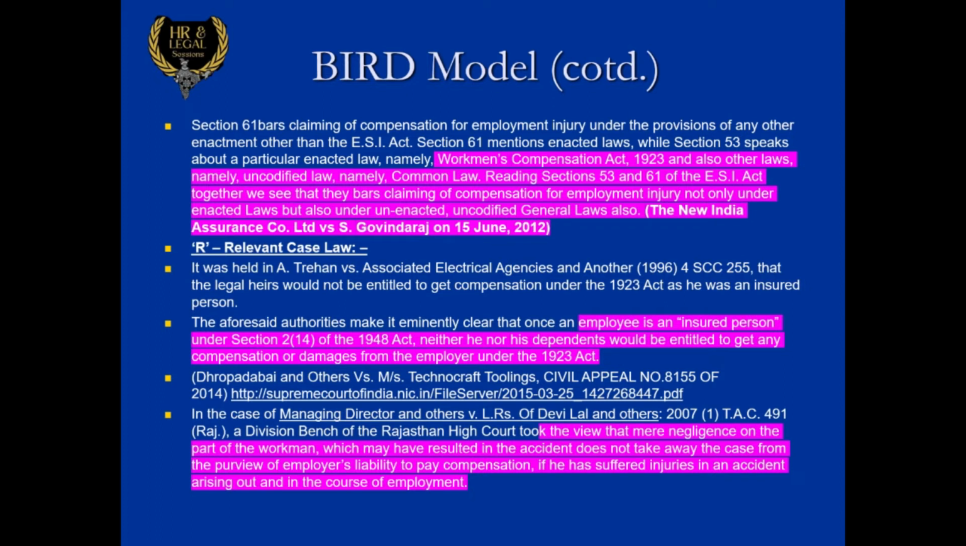Then, relevant case laws in this: it was held in Tracon versus Associated Electric Agency and others that the legal heir would not be entitled to get the compensation under the 1923 Act as he was an insured person. And the aforesaid authority makes it eminently clear that once the employee is an insured person under section 214 of the 1948 ESI Act, neither he nor his dependents would be entitled to get the compensation or damages from the employer under the 1923 Act, that is the Employee Compensation Act only, not under the Employee State Insurance Act. So this is another thing.